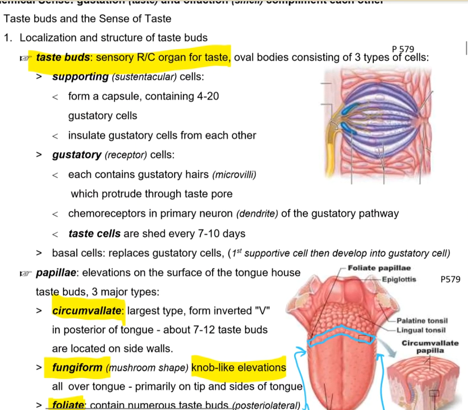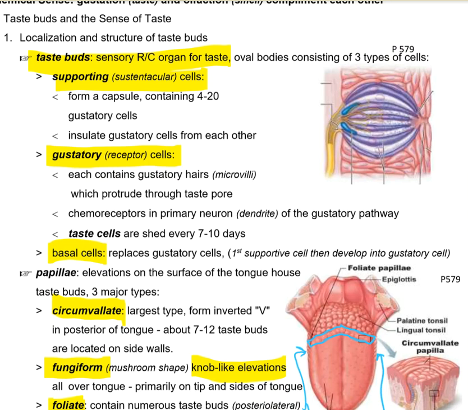There are three cell types that we want to look at. We want to look at the supporting or sustentacular cells, the gustatory or receptor cells, and the basal cells. Now, the basal cells are actually the stem cells of the taste buds. They first become a supportive cell, and then they develop that supportive cell into a gustatory cell.